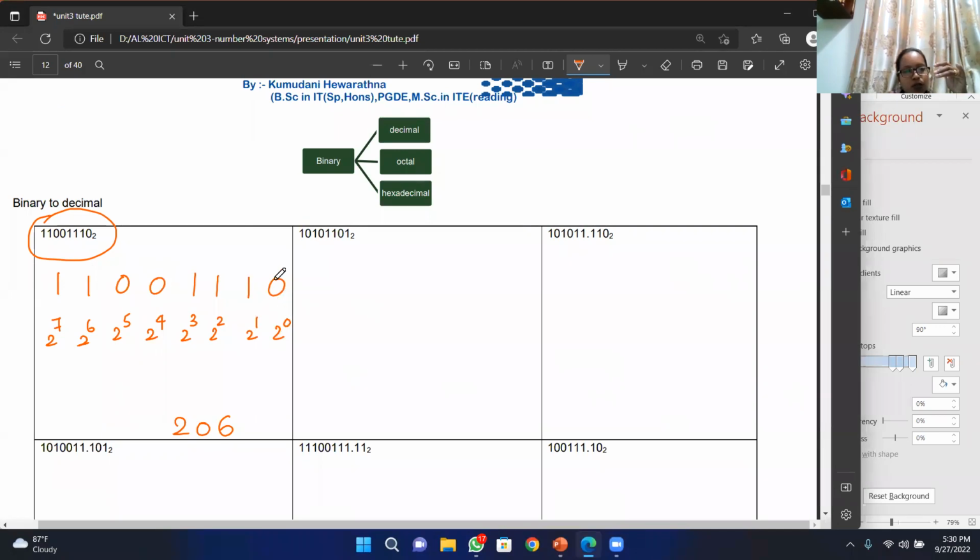Now 2 to the power 0, how does that become 0? Although you multiply this by 0, the answer is 0. So I'm just taking it as 0, right? Don't confuse, but 2 to the power 0 is 1. No? 1 into 0 means just 0. I will just take it as 0. Okay. 2 to the power 1 is 2. 2 into 1 is 2 here. Here, how much?